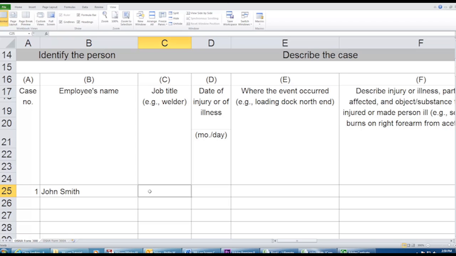The next block is a job title. It doesn't have to be super complicated. It could be welder, painter, support, or secretary. So if this person works in a maintenance shop, we could label him as a maintenance worker.